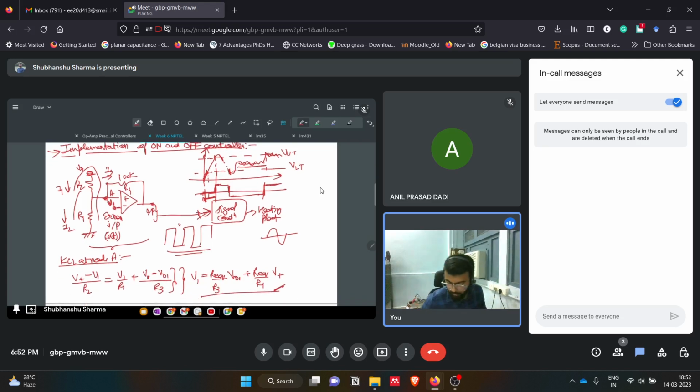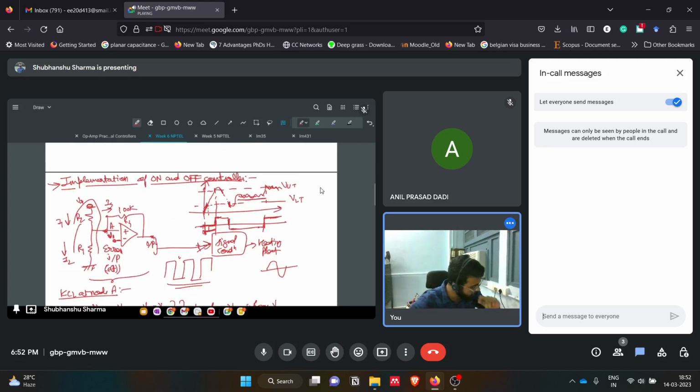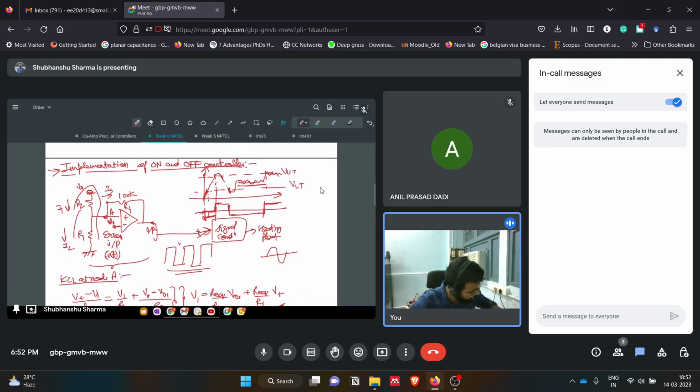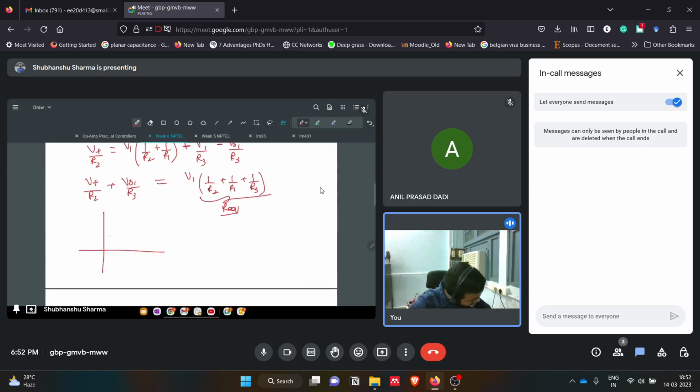Here also we are using the same principle. We have decided a lower threshold limit, that is the lower temperature limit of the plant, and we have decided the upper threshold, that is the upper limit of the plant.